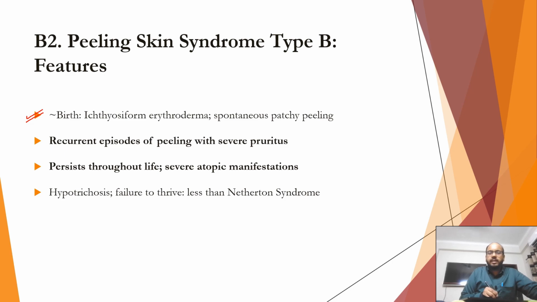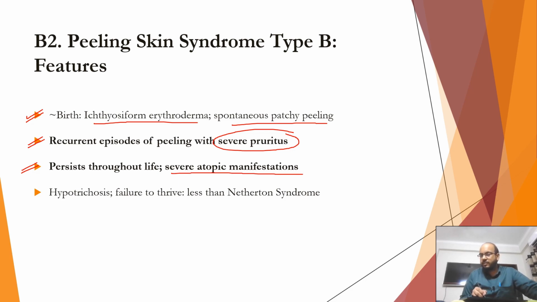So at birth, there is ichthyosiform erythroderma and spontaneous patchy peeling. There are recurrent episodes of peeling with severe pruritus. Itching is there. Remember, it's an inflammatory peeling skin disease, so itching is there. It persists throughout life along with severe atopic manifestations. But hypotrichosis, that means loss of hair, and failure to thrive are less than what we see in Netherton syndrome. So it is slightly better in that aspect as compared to Netherton syndrome.